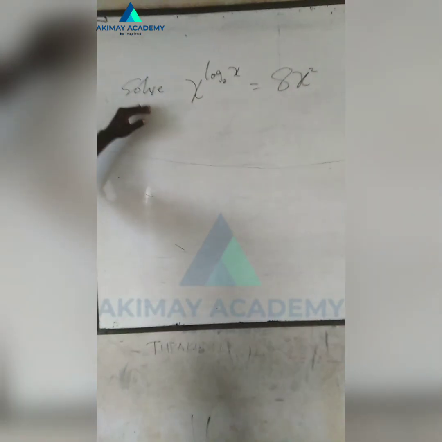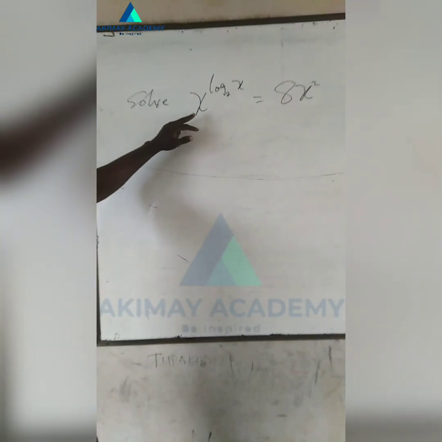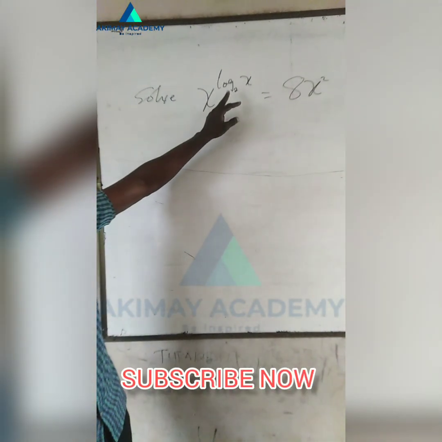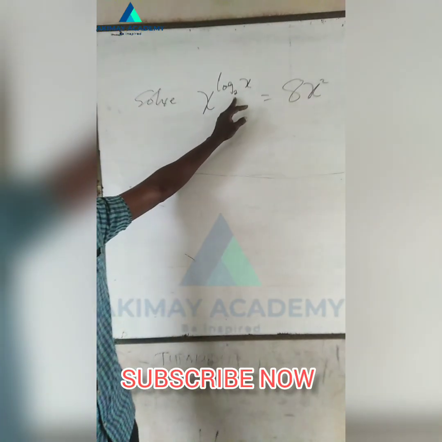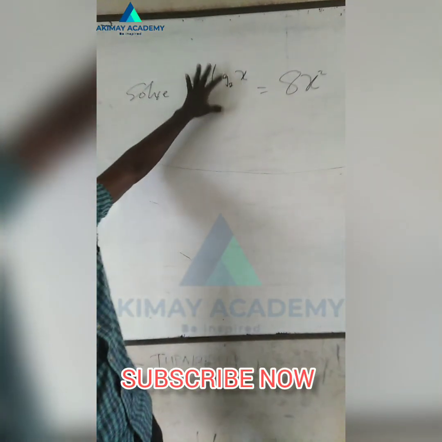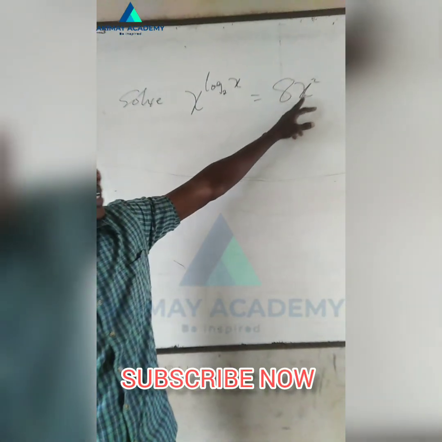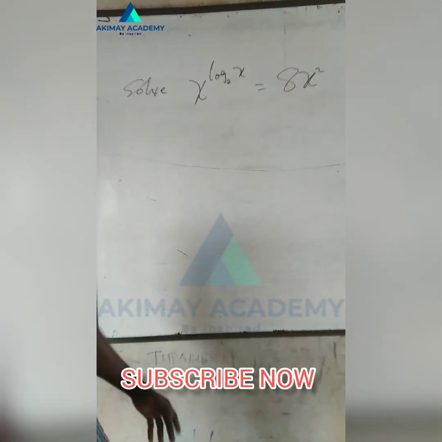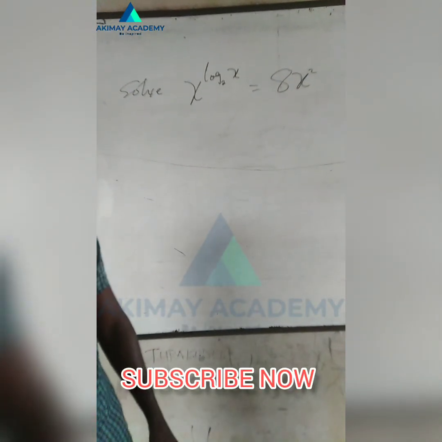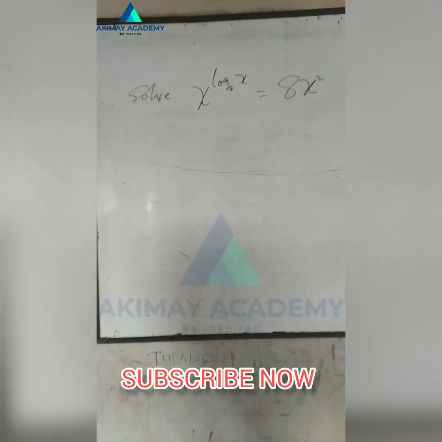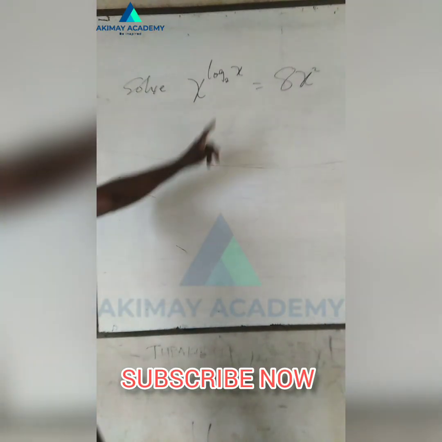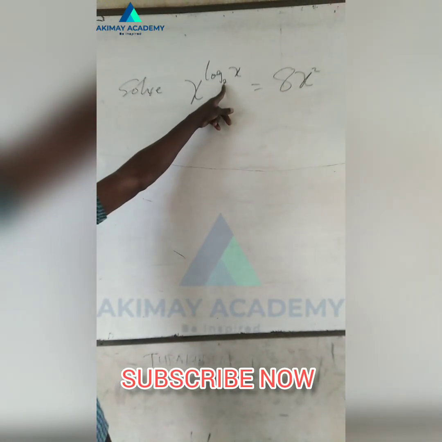Okay, we are looking at how to solve x exponent log x to the base 2, the whole of this equals 8x squared. What is the simplest way to solve this problem? Okay. So what we do here, you can see that the base over here is base 2.